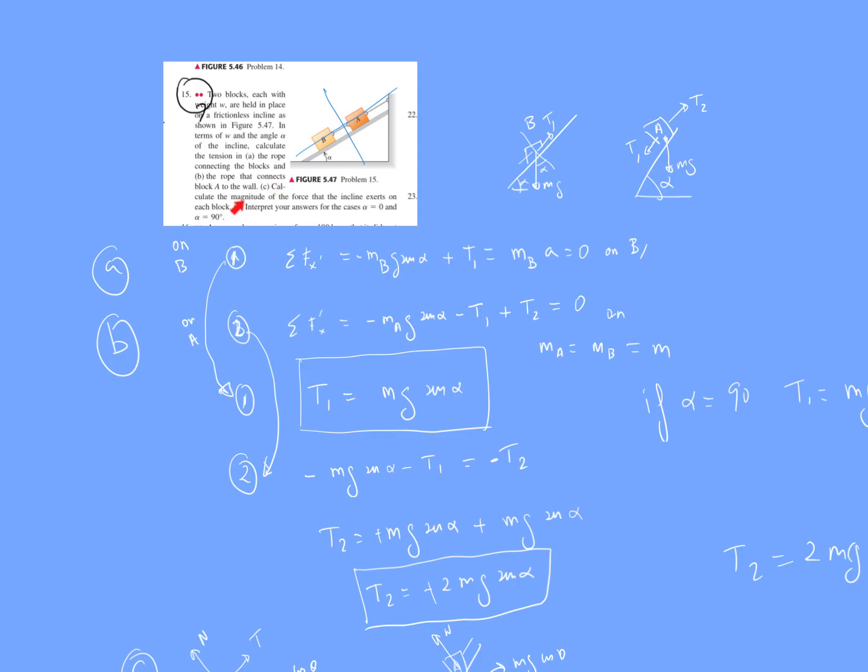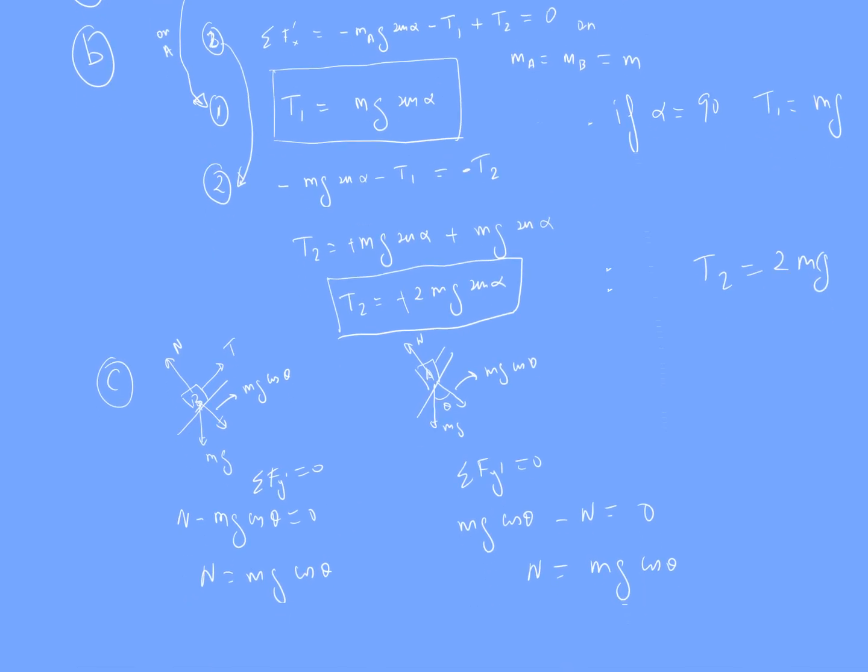And part C says calculate the magnitude of the force that the incline exerts on each block. This is the normal force that is being asked. This is the force that the inclined plane is doing on the body. So you make again a free body diagram. The normal force is going in this direction. The tension is going in the x direction.